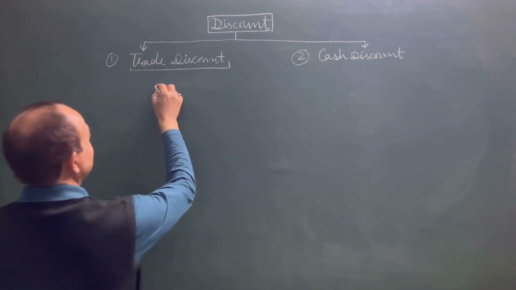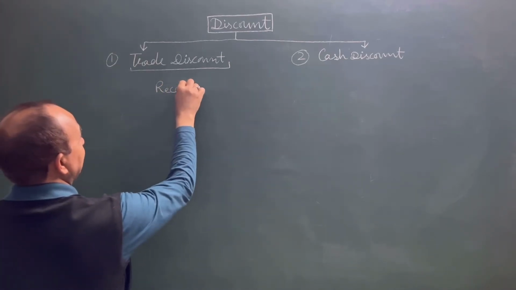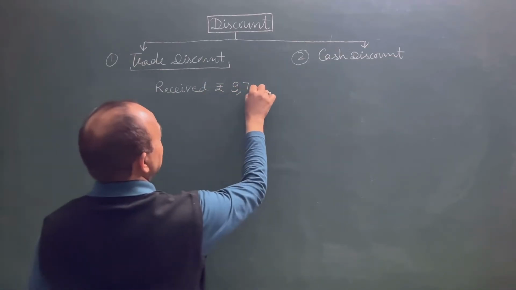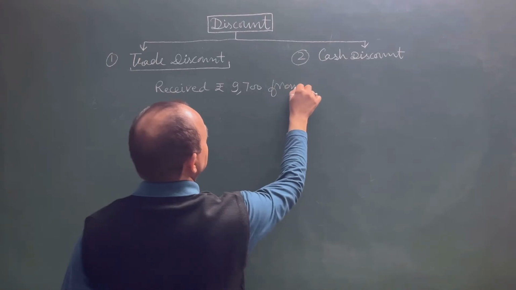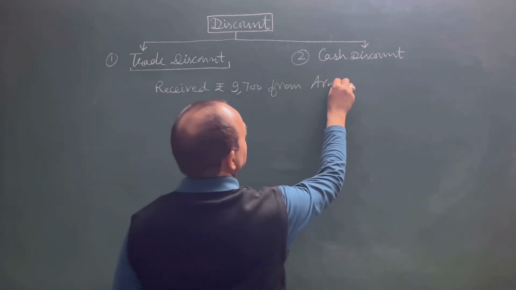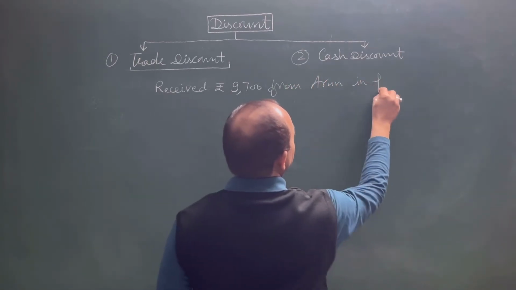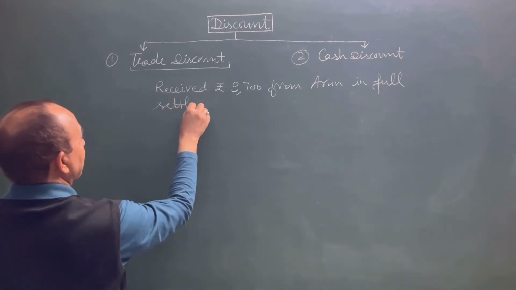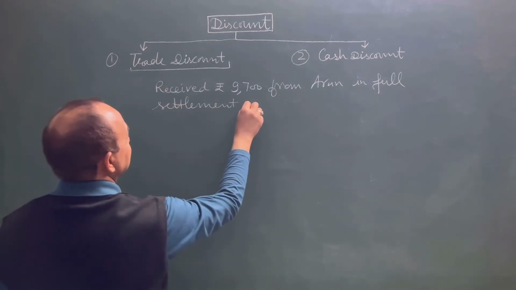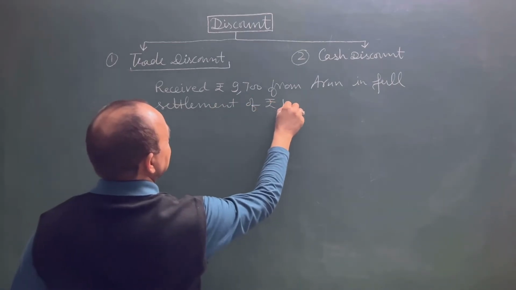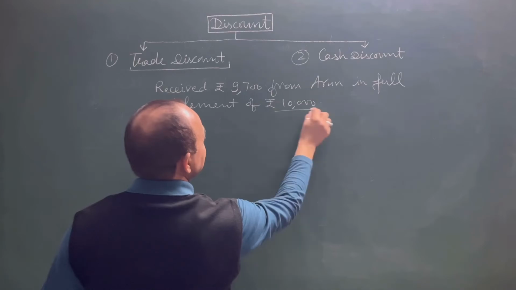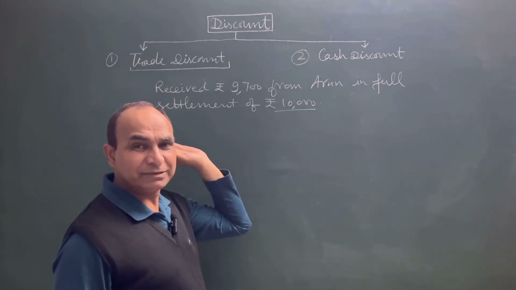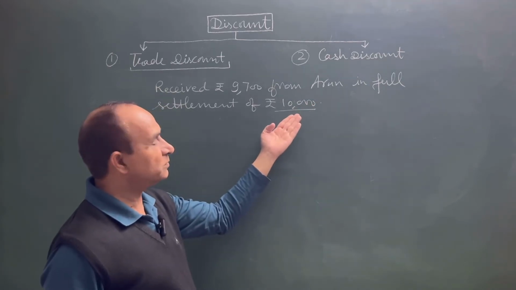Received rupees 9,700 from Arun in full settlement of rupees 10,000. It means Arun is our debtor. In the past, we must have sold him goods worth rupees 10,000.